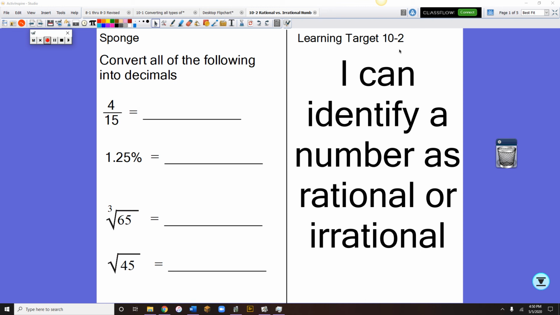Hey guys, here's our lesson for 10-2. We're going to identify numbers as rational or irrational. What does that mean exactly?